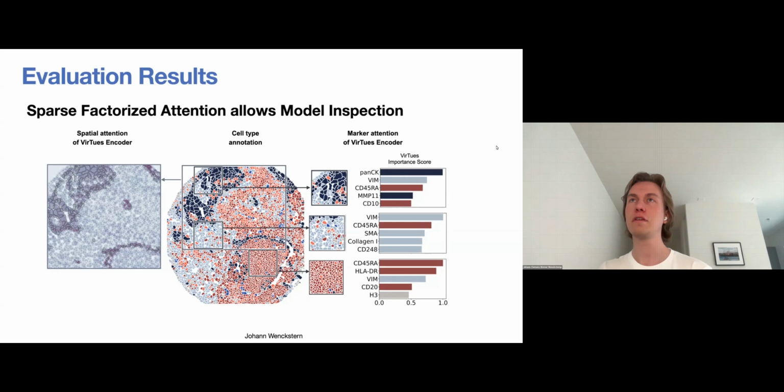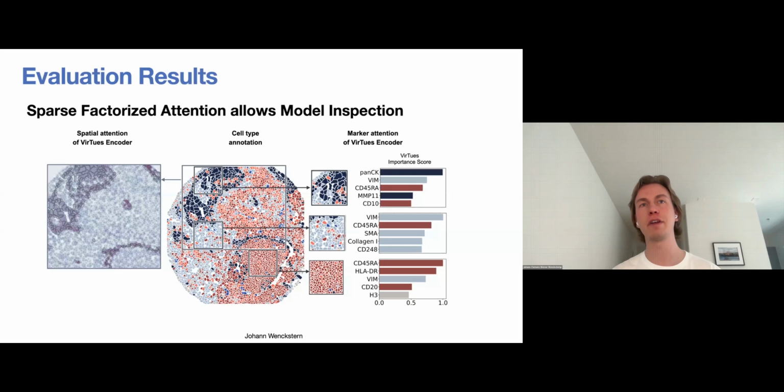Similarly, for marker attention, we looked at the non-fine-tuned model and at what the cell summary token attends to in terms of which markers, depending on which crop we input. For instance, if we input the first crop here, with lots of tumor cells shown in dark blue, the model shows high attention to tumor-associated markers such as PAN-CK and MMP11. These bar plots show the top 5 attended markers: PAN-CK gets the most attention, followed by VIM, CD45I, and MMP11.